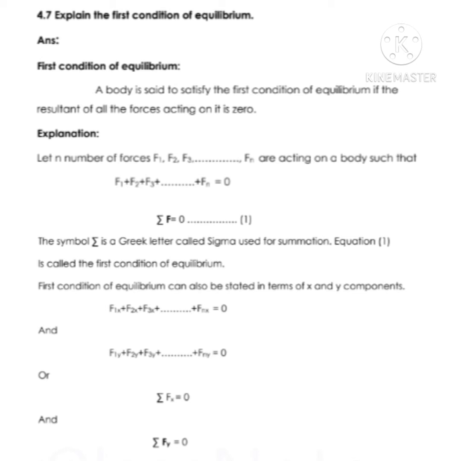First condition of equilibrium can be stated in terms of x and y components. Along the x components, that is F1x plus F2x plus F3x and so on up to Fnx equals 0. And along the y components, we have F1y plus F2y plus F3y and so on up to Fny equals 0. So sigma Fx equals 0 and sigma Fy equals 0. So this is all about the first condition of equilibrium.